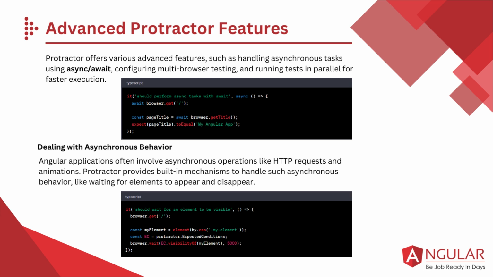8. Handling navigation and routing. Protractor allows you to simulate user navigation and test routing behavior in your Angular application. You can verify that the correct components are loaded based on the navigation. 9. Implementing data-driven testing. Protractor supports data-driven testing, where you can run the same test with different sets of data to validate multiple scenarios.